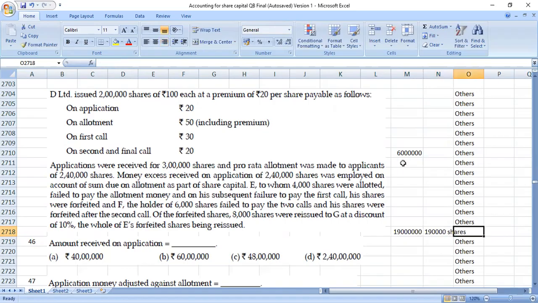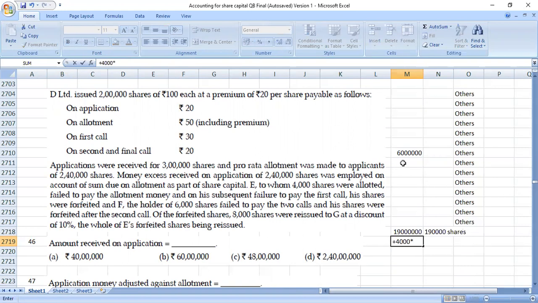Understood? Of that, E's shares are 4,000 shares. Those 4,000 shares we have reissued to G. So only as much money as G has given will be sitting in share capital. So 4,000 into, G gave 90 rupees per share. No, reissued as fully paid up. So 100. So 40,000, 4 lakh with respect to E.